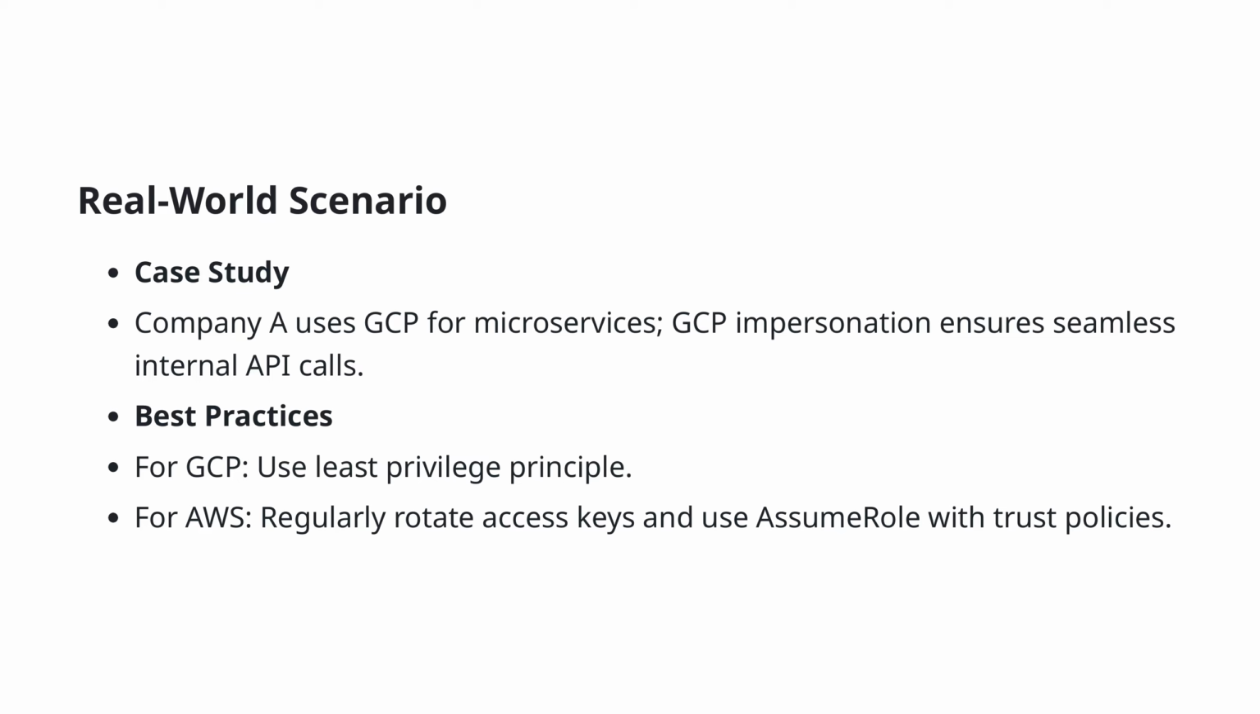On the other hand, for AWS, it's important to regularly rotate access keys and implement the AssumeRole feature in conjunction with trust policies. This strategy enhances security by ensuring that temporary credentials are used, minimizing exposure to potential threats. These practices help in maintaining a robust identity management framework tailored to the requirements of both GCP and AWS environments.